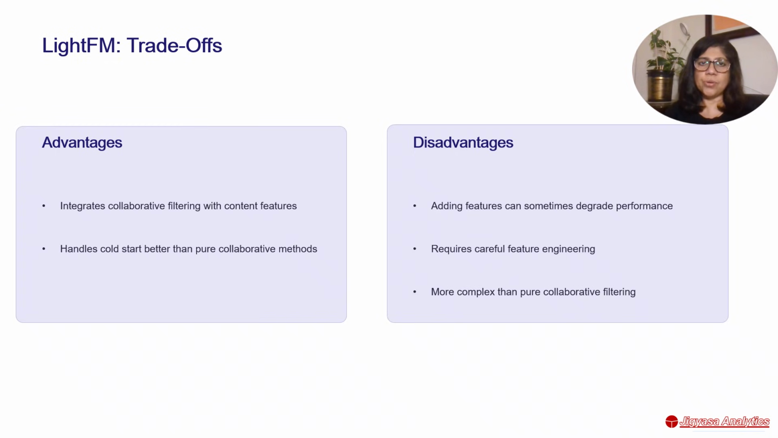The LightFM method also has some disadvantages. One disadvantage is that in practice, when adding item features or user features, the model performance may decline. Secondly, the method needs a lot of computation and careful feature engineering and is more complex than other methods like item-item similarity or content-based recommendations.